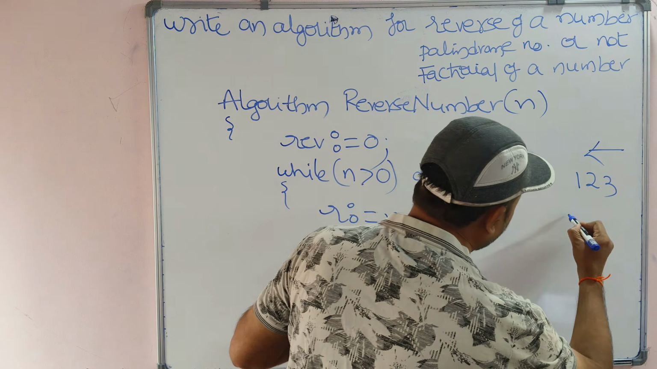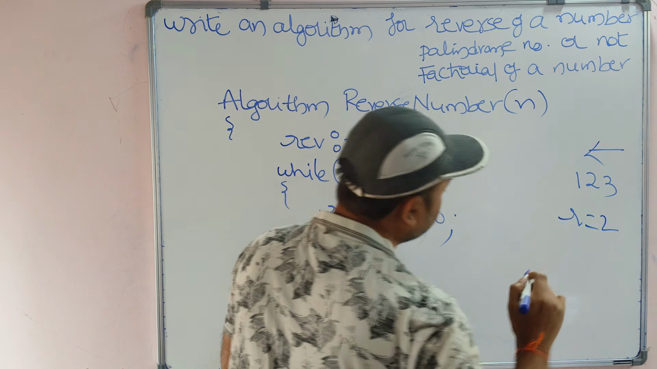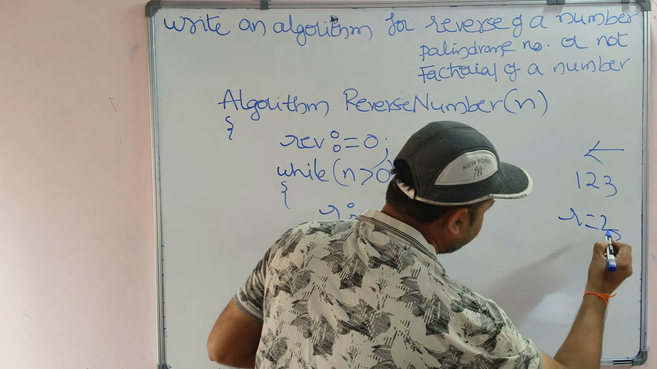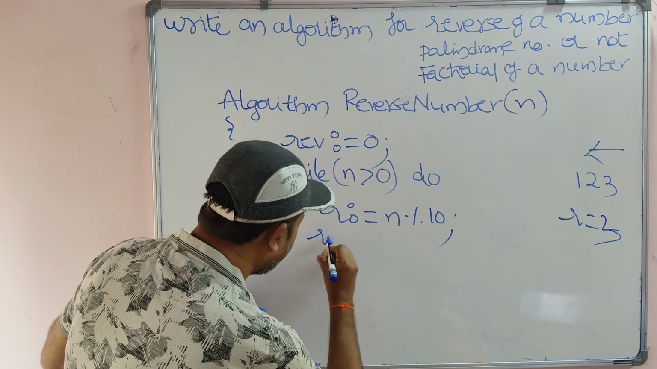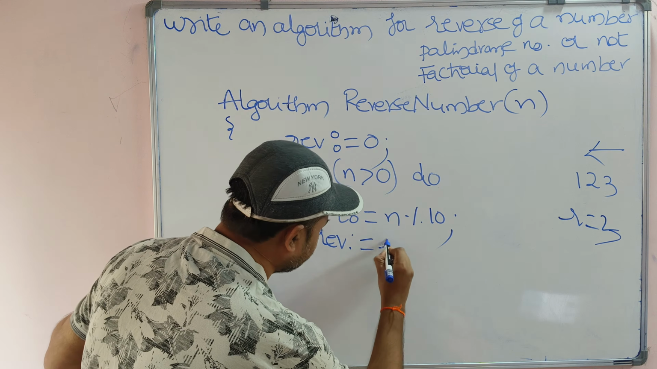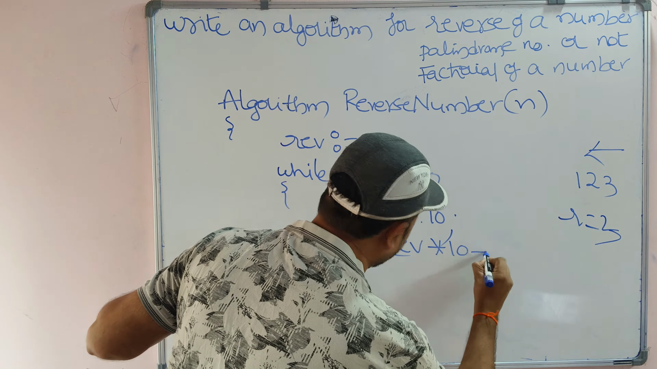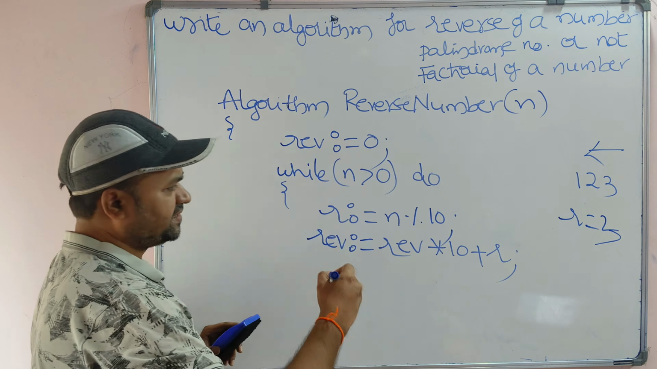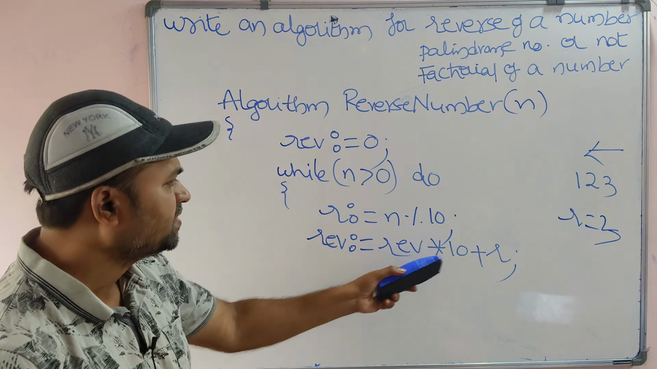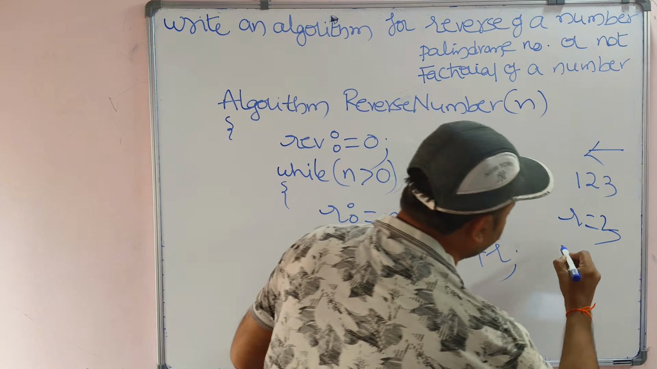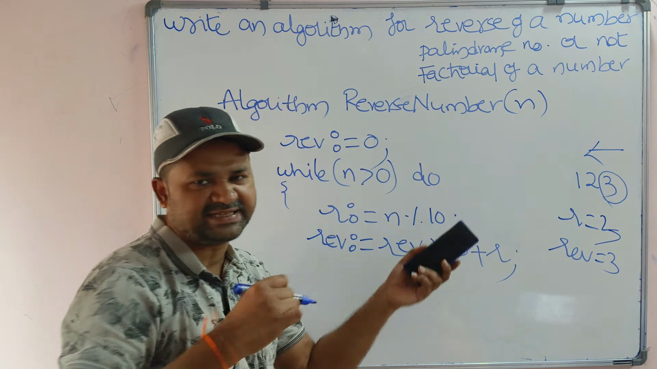So 123 modulo 10 means what? 123 modulo 10 means 3 is the result. Next, for reversing, we have to use a statement like this: reverse := reverse into 10 plus r. So the initial value of the reverse is 0. So 0 into 10 means 0. 0 plus 3 means 3. So reverse equal to 3. So after the first iteration, reverse contains 3.